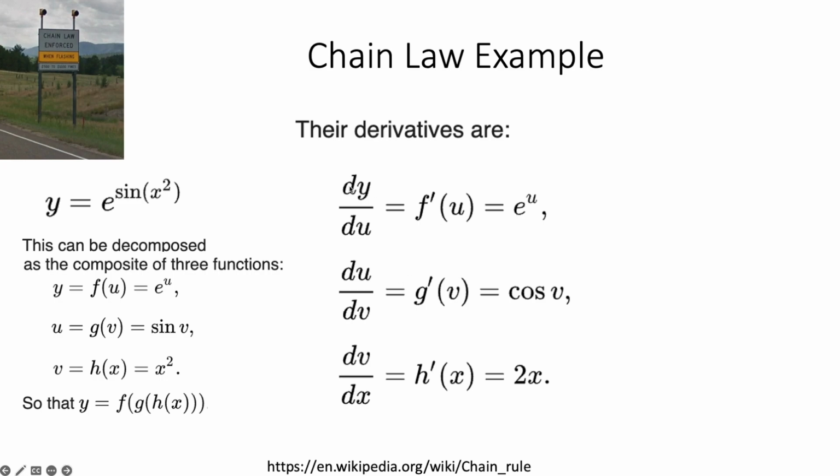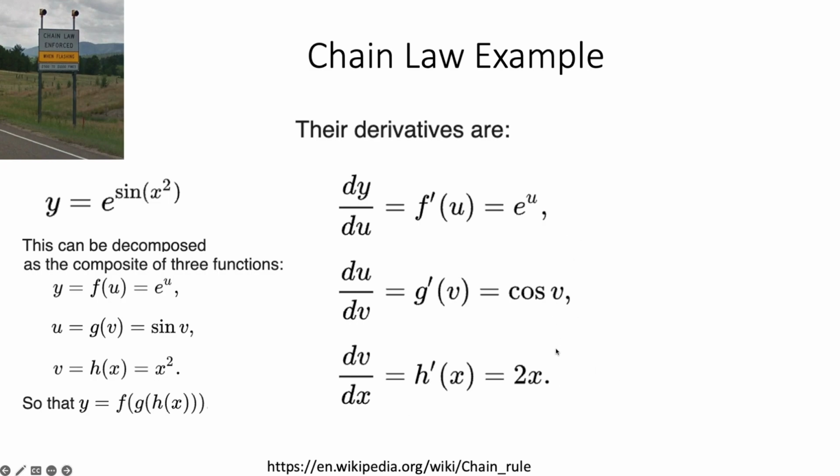So we say, okay, dy du. Well, that's over here. y is just e to the u. So dy du is just the derivative of this with respect to u. Well, that's the exponential function. It's its own derivative. So that's e to the u. Okay? Next, we go du dv. So we look at this line here. We just have to take the derivative of sine with respect to v. The derivative of sine is cosine. So that's just cosine of v. And then in the end, we look at dv dx. So v is here. This is a function of x. So the derivative of x squared with respect to x is just 2x.